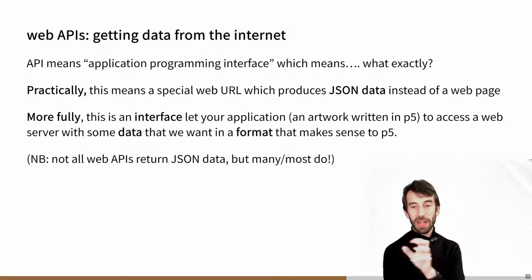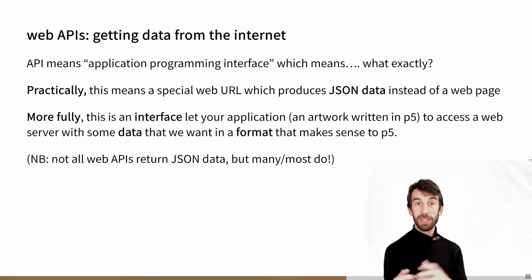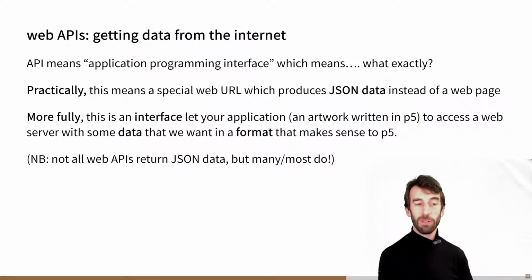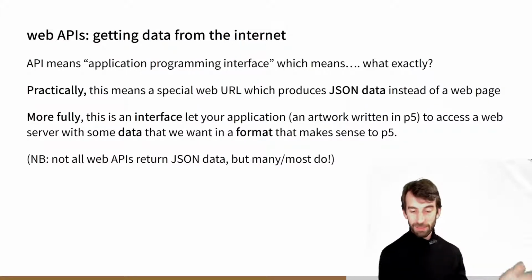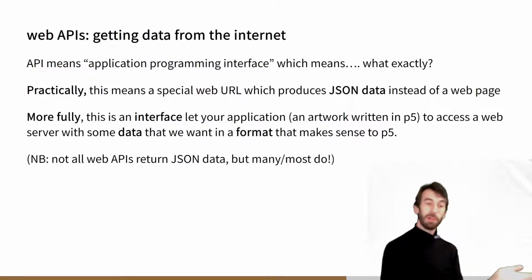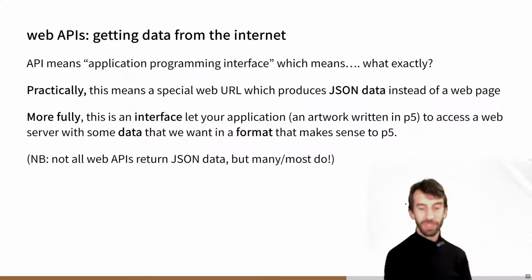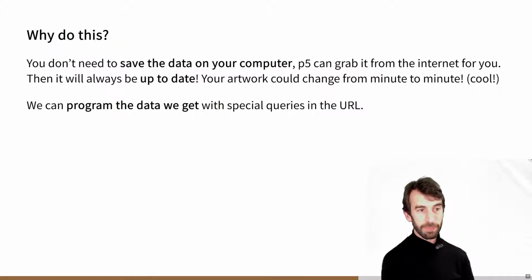It lets your artwork access a web server with data that we want, and that server will give you the data in a format that makes sense to P5, that is JSON format. I guess I could note that not every web API returns JSON data, but many, most do. It's actually very much the typical way of communicating data on the internet.